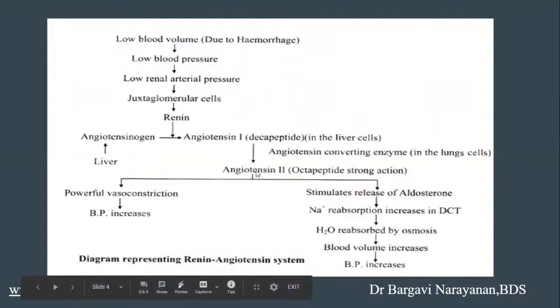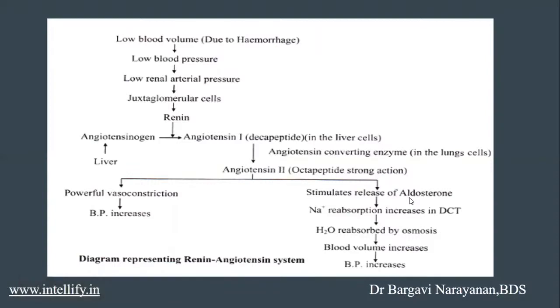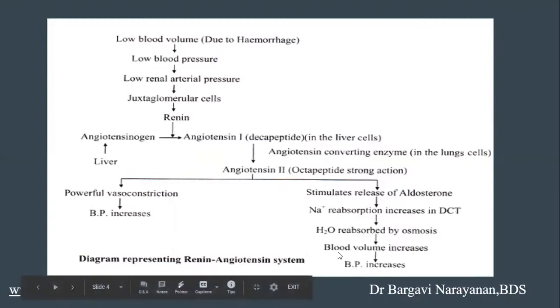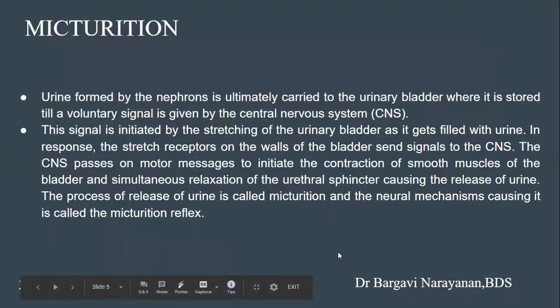Apart from that, this angiotensin 2 is also going to stimulate the release of aldosterone, which causes the resorption of sodium and water from the distal convoluted tubule, which in turn brings back the blood pressure, and hence there is an increase in BP. Coming to the next part, which is micturition.